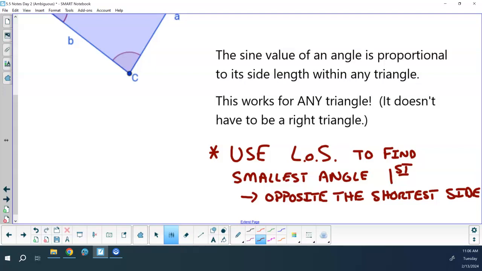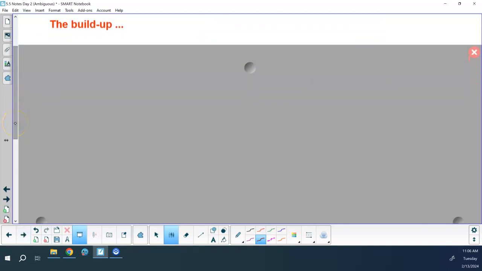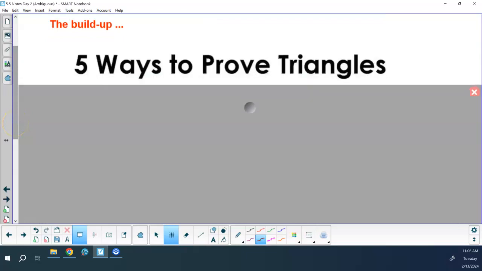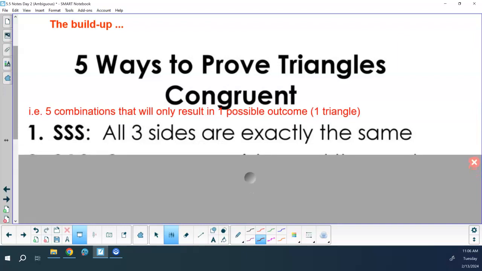All right. So there are 5 different ways that you can prove that triangles are congruent, and those 5 different ways are also 5 different ways that you can use law of cosines, law of sines. So the first way to prove that two triangles are congruent, but we're only using one, is side, side, side.